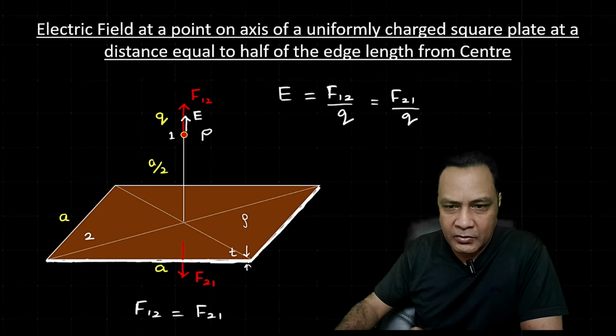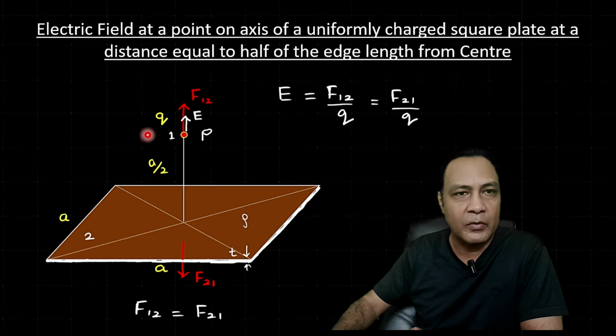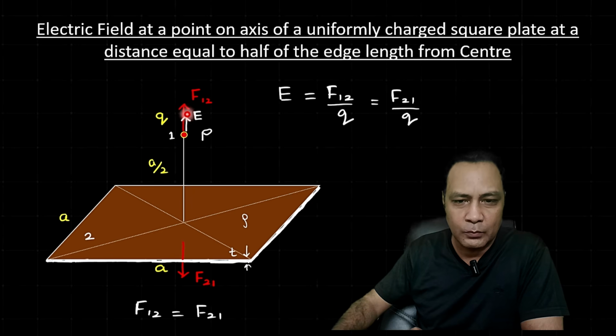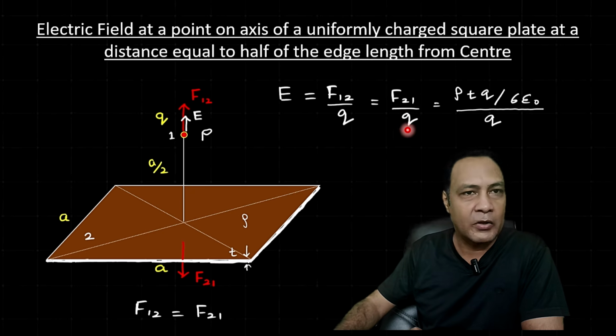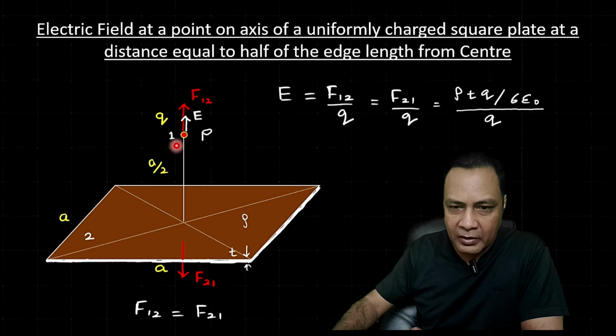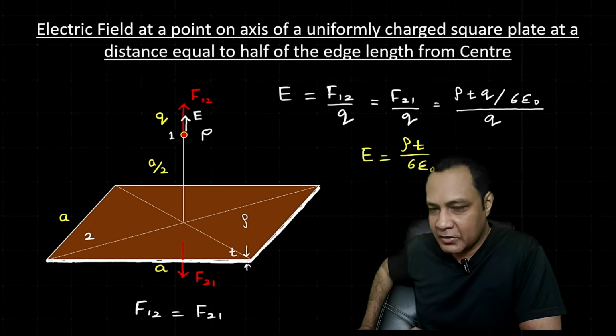Once again, the previous diagram, this was the diagram. So to get the electric field because of this plate at this point, we put a point charge here, and that point charge experiences the force F21. Then the electric field is F12 divided by Q, and F12 is basically F21. So E is equal to F21 by Q, and we just got F21, that was rho T Q by 6 epsilon naught, and divide by Q. So the electric field at this point is rho T divided by 6 epsilon naught.